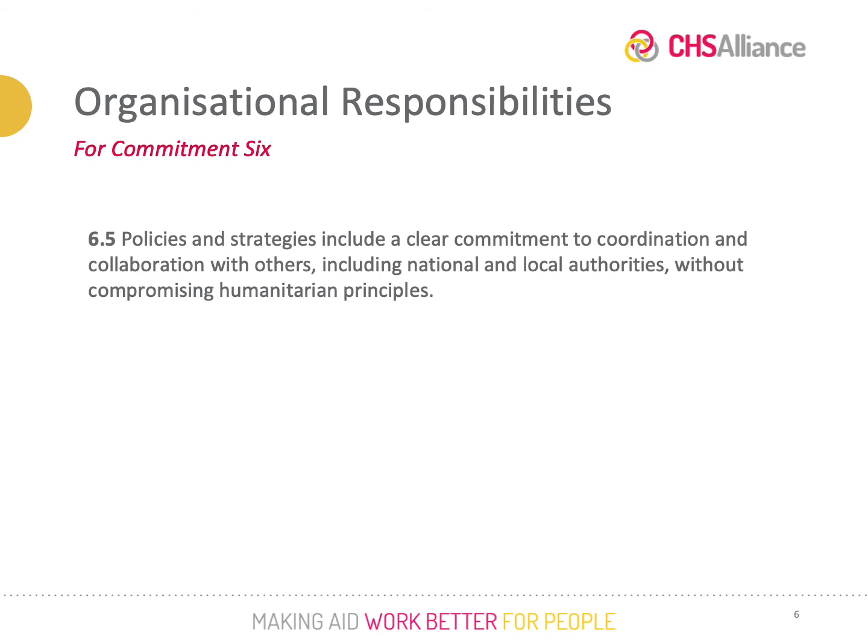There are 2 organisational responsibilities for Commitment 6, and both are accompanied by a PSEAH requirement. Indicator 6.5 requires that policies and strategies include a clear commitment to coordination and collaboration with others, including national and local authorities, without compromising humanitarian principles. You can see that there are 2 parts to this. Firstly, policies and strategies need to include a clear commitment to coordination and collaboration with others, including national and local authorities, as well as having policies which ensure that humanitarian principles are not compromised when coordinating and collaborating with others.